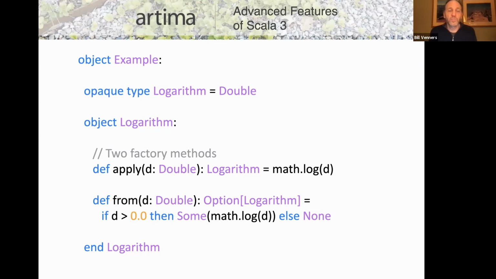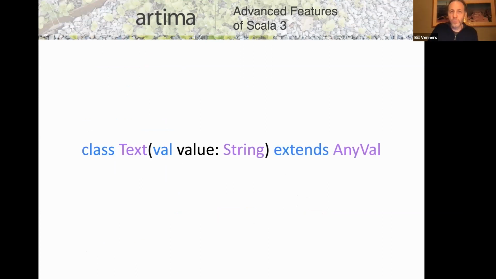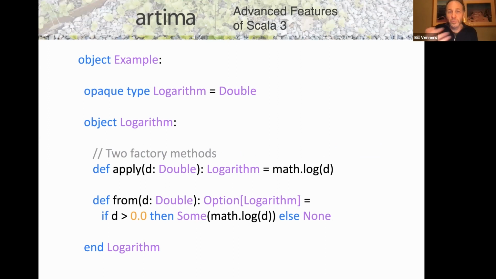So that's kind of like, if you look back here, Text at runtime is really a String most of the time, but you don't know it's a String. So it's that kind of concept. Logarithm is really a Double at runtime, but you don't know it's a Double.